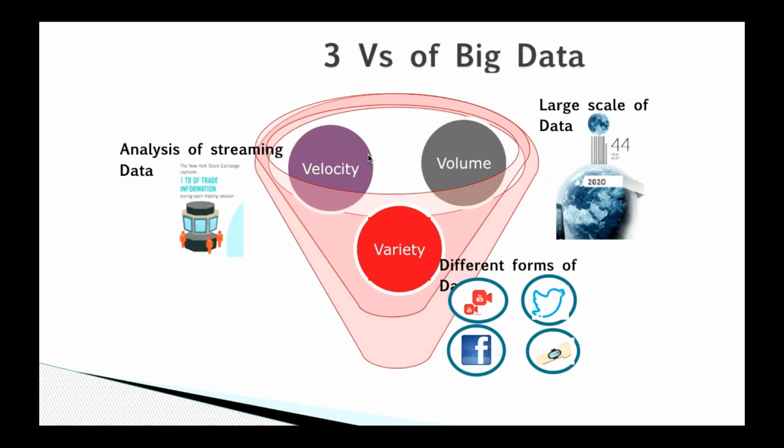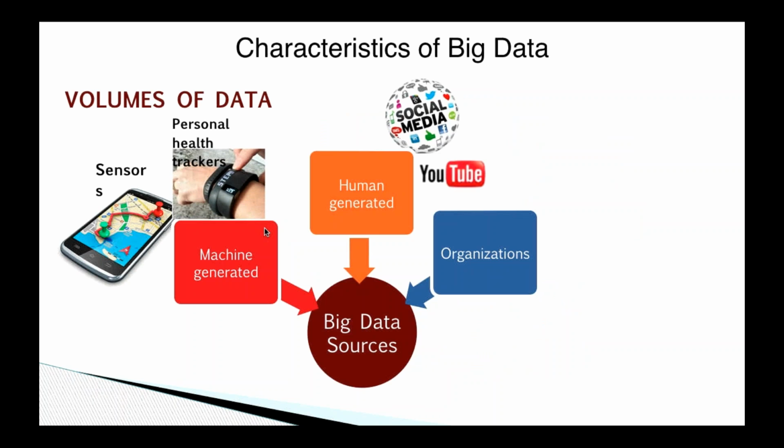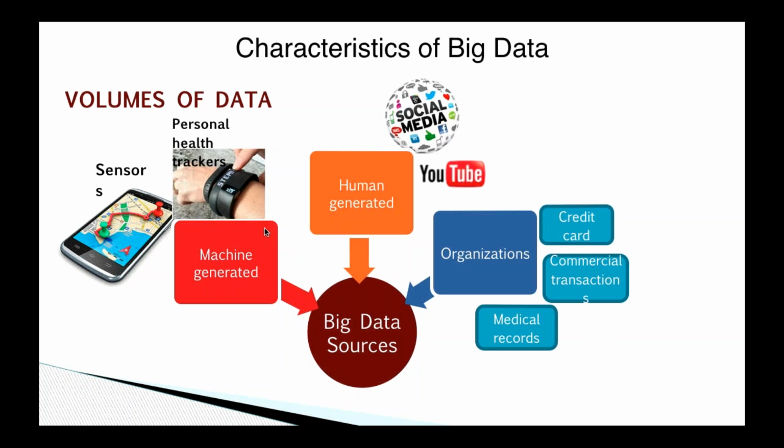So these are the three V's. We discussed volume, variety, and velocity. These are the challenges we face when we have big data. Volumes of data can come from sensors, personal health trackers, and social media that are human generated. Organizations are also generating huge amounts of data in the form of credit card information and medical records. Big data is now used in finding out about diseases, and all that data is analyzed based on the experience of the patients, which gives help to other patients.